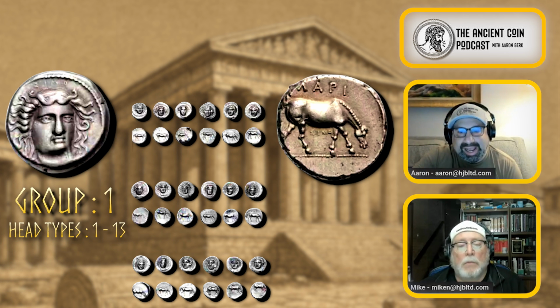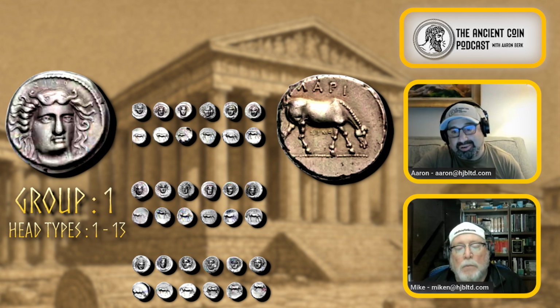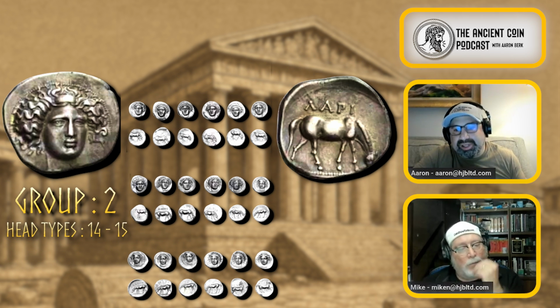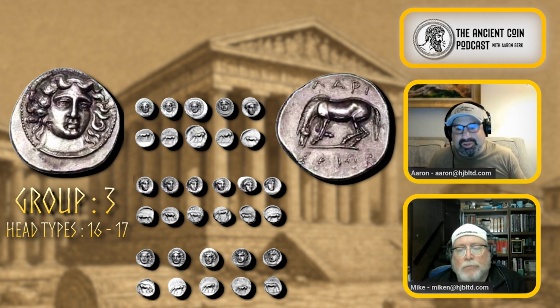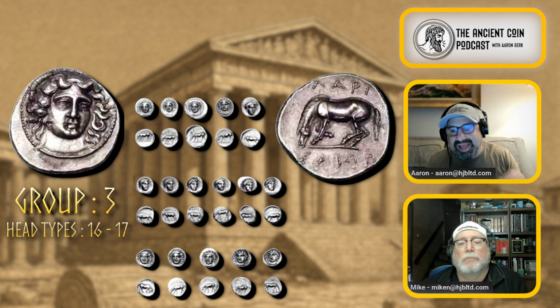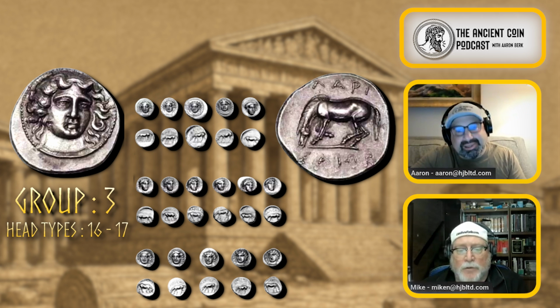Group 1 had head types going from 1 to 13, and then all these subcategories under those. Then you go to the next slide. Group 2 had only 2 head types, 14 and 15. Then the next slide. Group 3, again, only 2 different head types, 16 and 17, but then all these subcategories as well. So within that, you've got a lot of different numbers, and a lot of different reverse and obverse types.